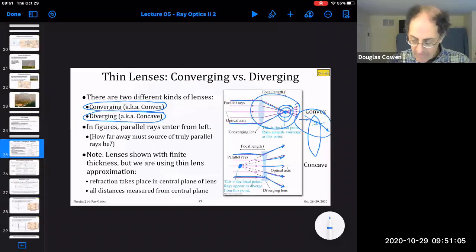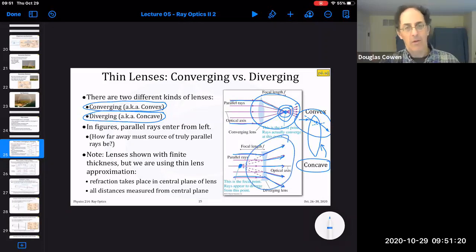That's for a convex lens. I encourage you to draw a similar figure to the one I drew for the convex lens, but for a concave lens. And you'll see that what happens is all these rays get bent out and they look like they're coming from the focal point behind the lens.